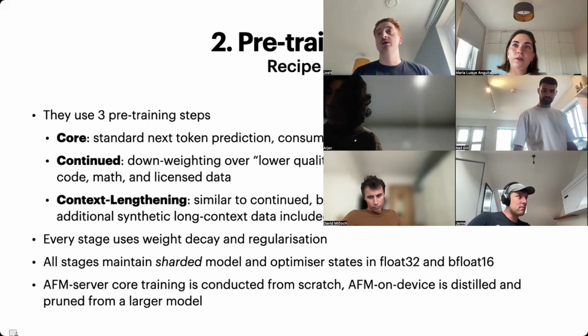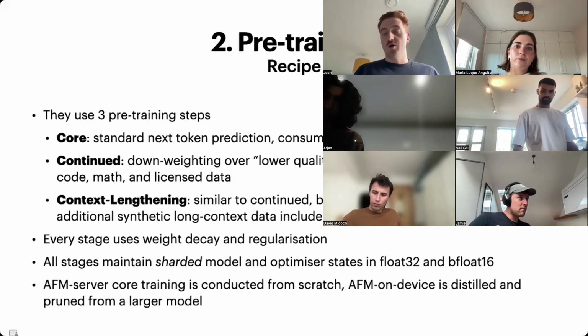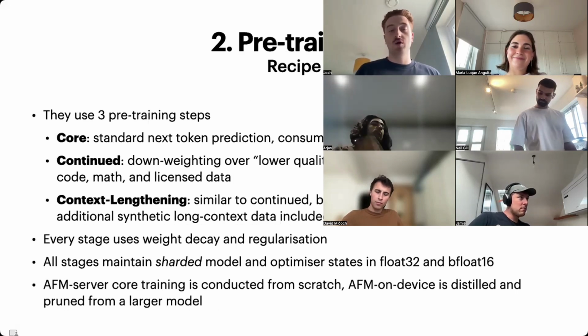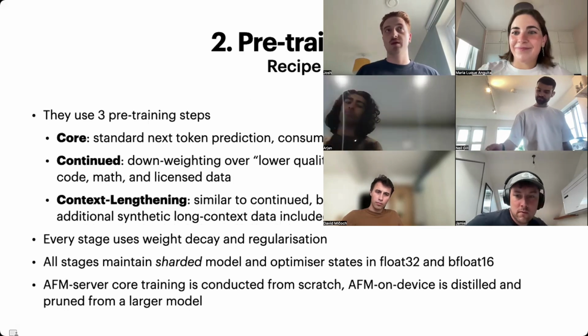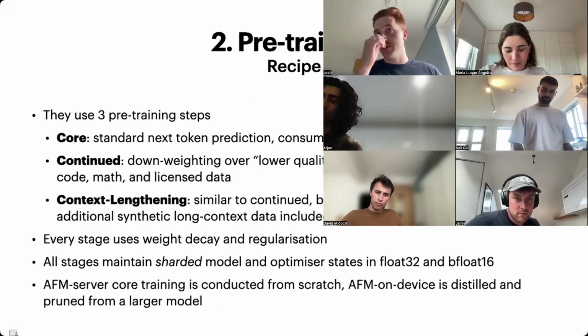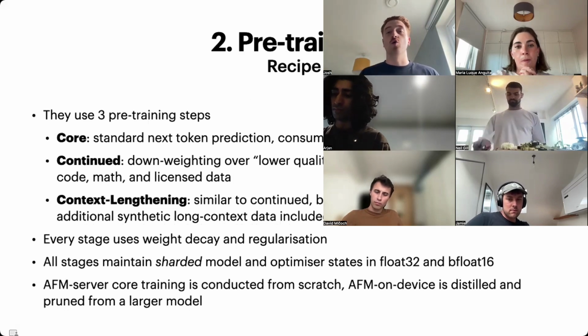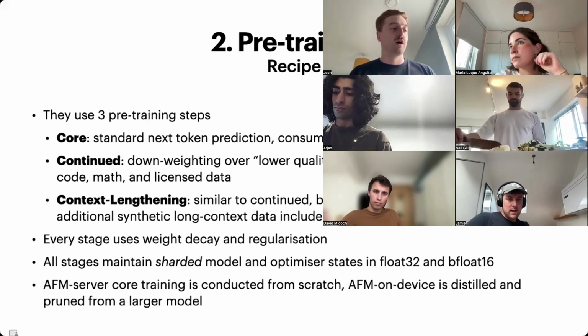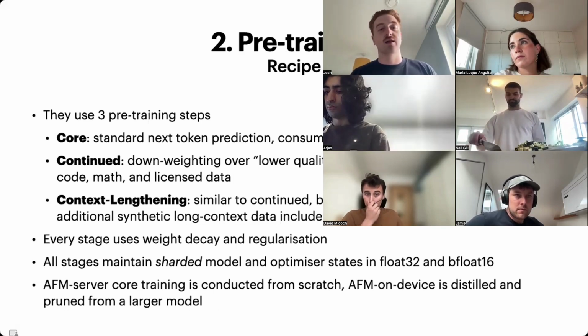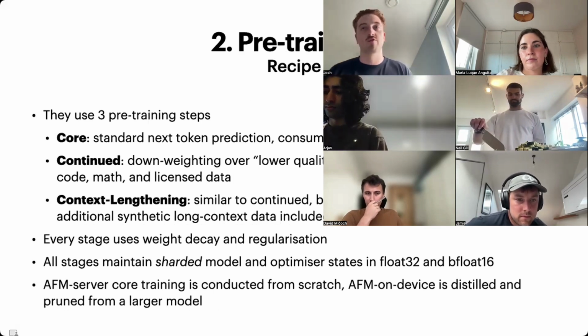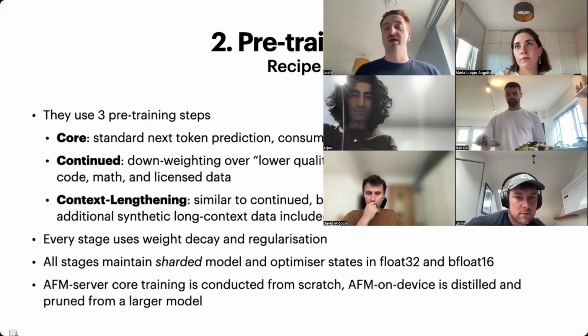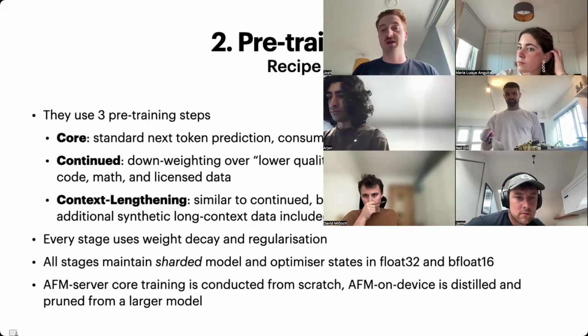Again, pretty standard. Cool. So the pre-training recipe: essentially you have three steps of pre-training. First is the core stage, and this uses the majority of the computational budget. What this does is standard next token prediction. It uses all the data they have: open source data sets, data crawled from the web, licensed data, all of that's written in there. I think in the paper they say about 80 to 85% of the compute budget is used for that.